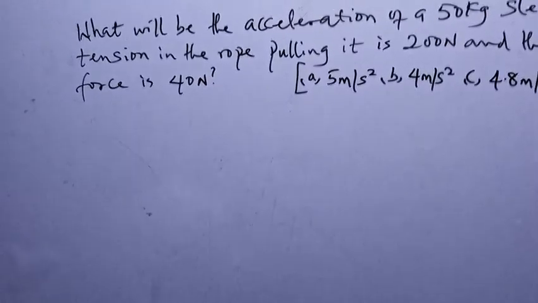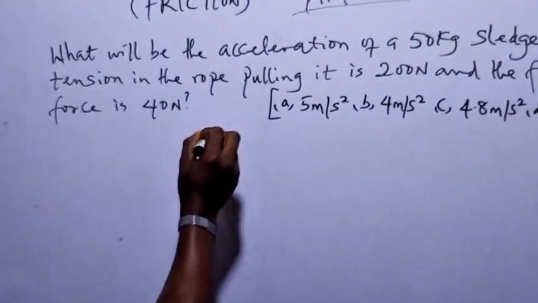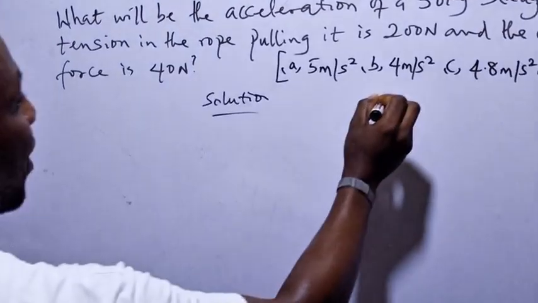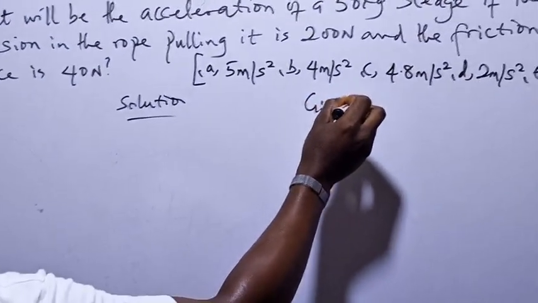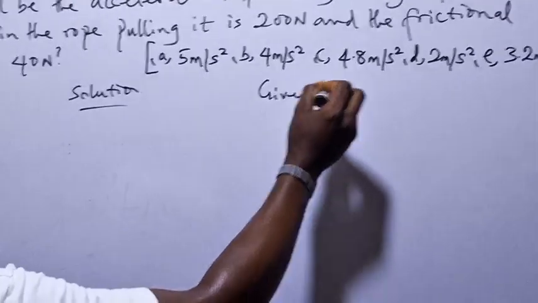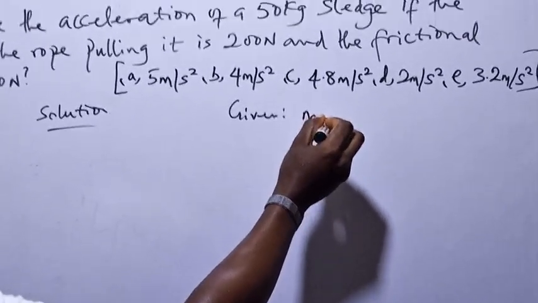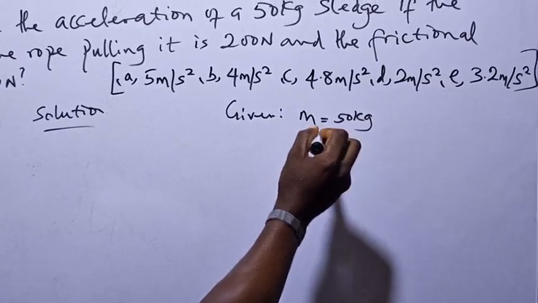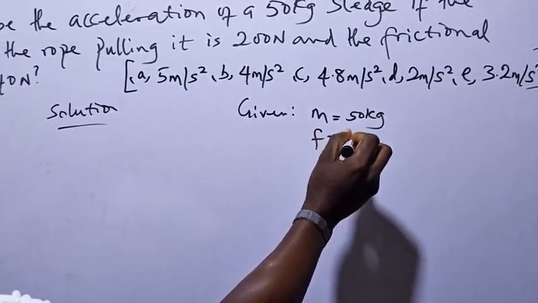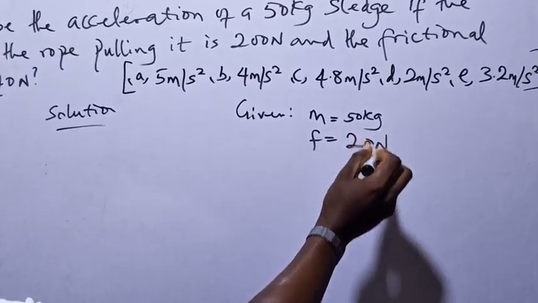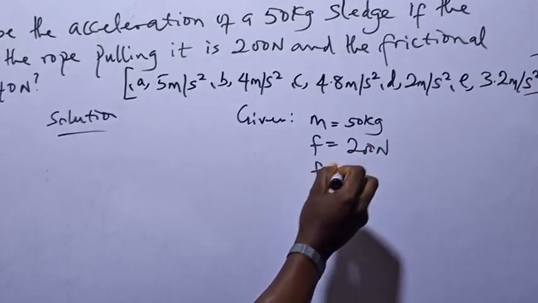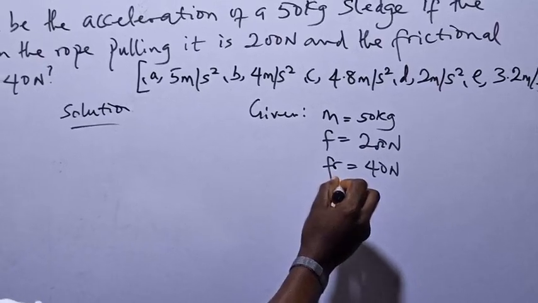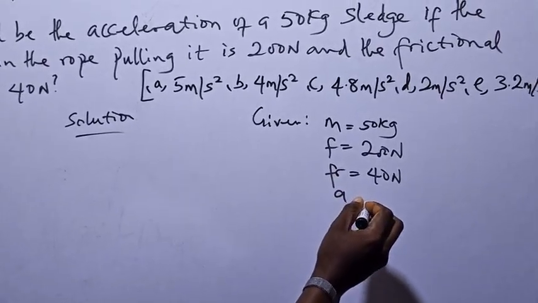Now, let's say that solution. Let's just see what we are given. Like I always say, given we have a mass here to be 50 kilogram. We have the force to be 200 Newton. We have the frictional force to be 40 Newton, and we are asked to find the acceleration.